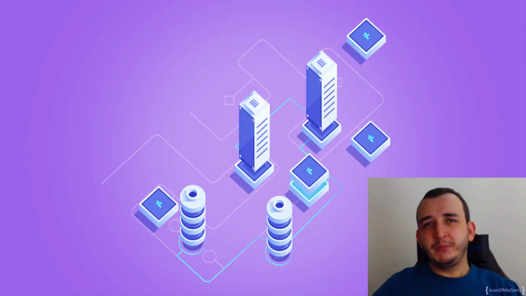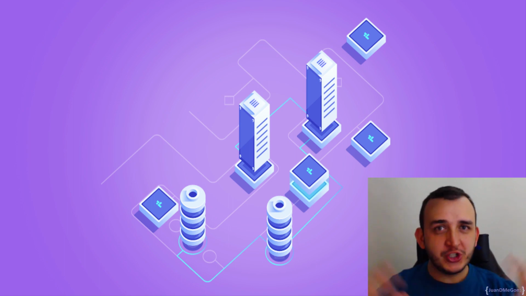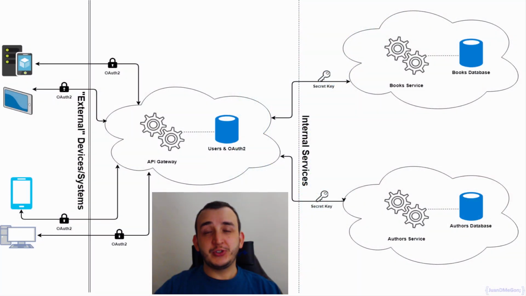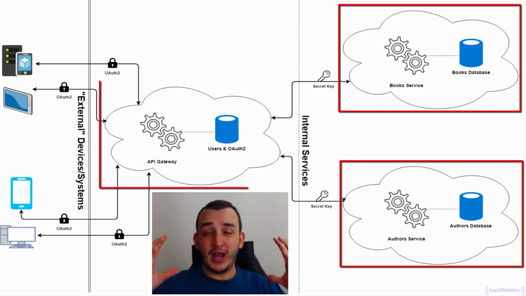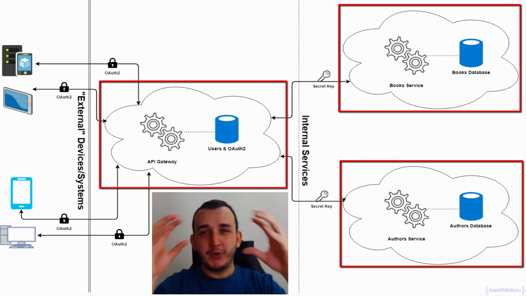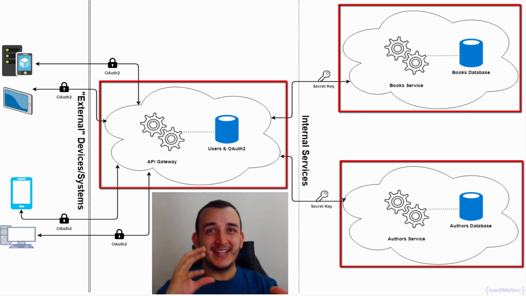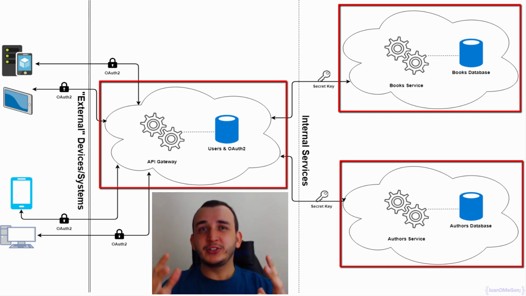So you are going to implement a completely functional microservice architecture. You will have an authors microservice, you will have a books microservice, and you are going to have an API gateway to merge all those components and centralize the access and the security, and to handle the direct access to the internal books and authors microservices. You are going to see everything.